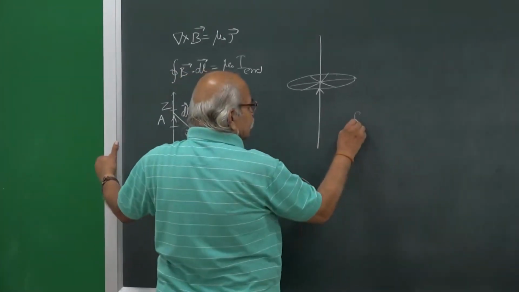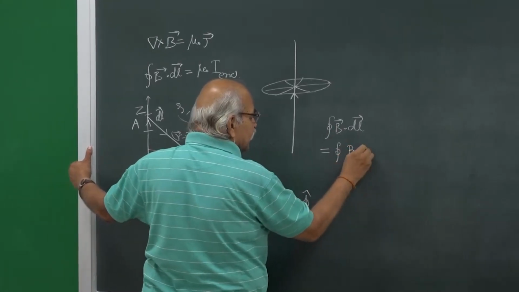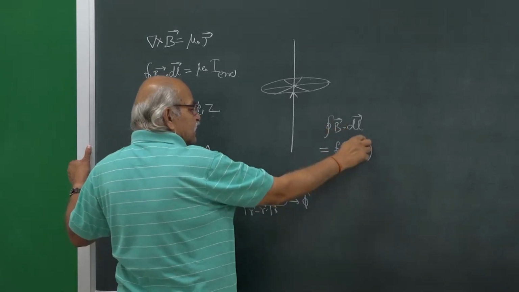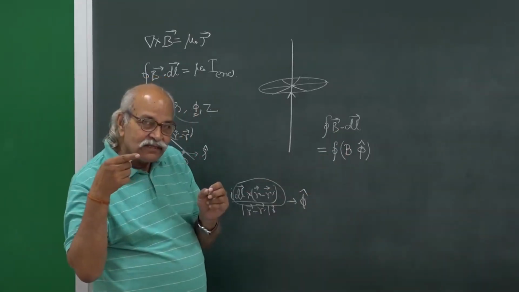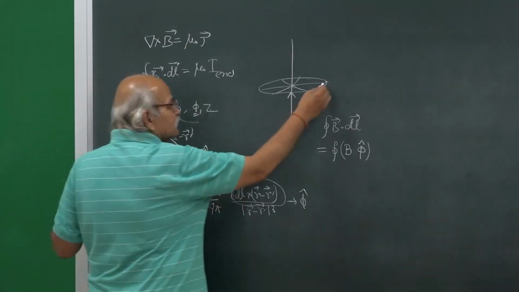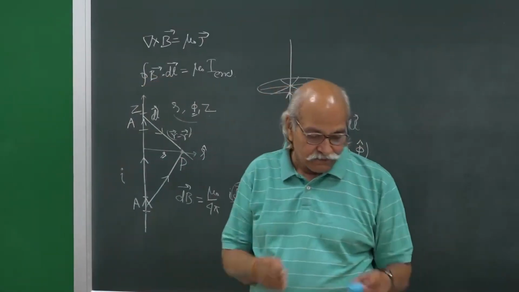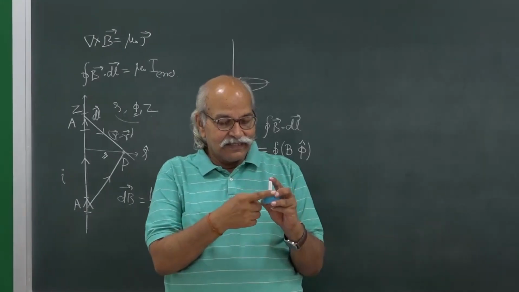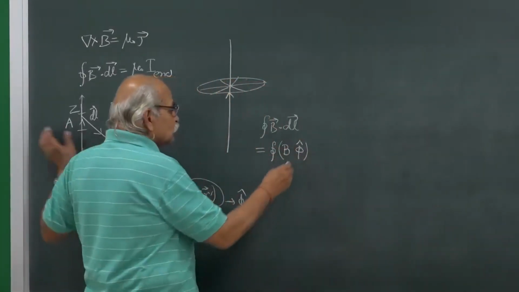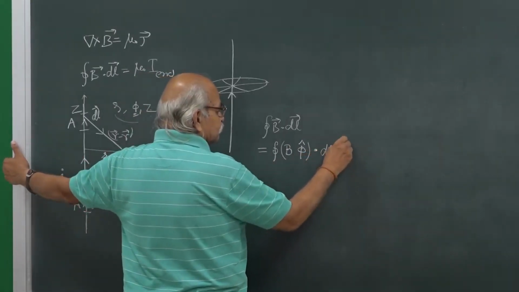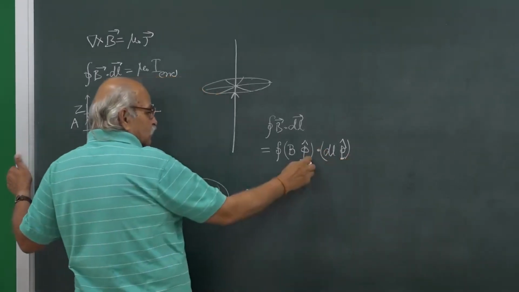So we can write this integration B dot dL as follows. The B vector is the magnitude of B times phi cap, the unit vector. And the dL vector is also in that same phi cap direction. If you are here, it is going like this; if you are here, it is going like this. These are the dL vectors, all in the phi cap direction. So dL vector I can write as dL times phi cap. Then phi cap dot phi cap is 1, they are all unit vectors.